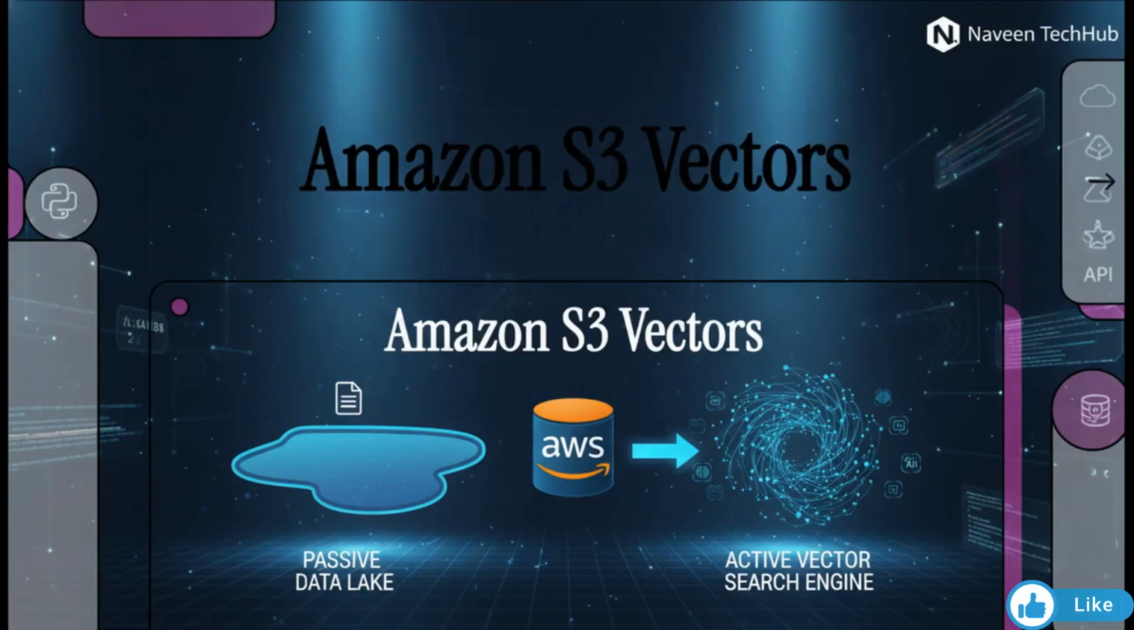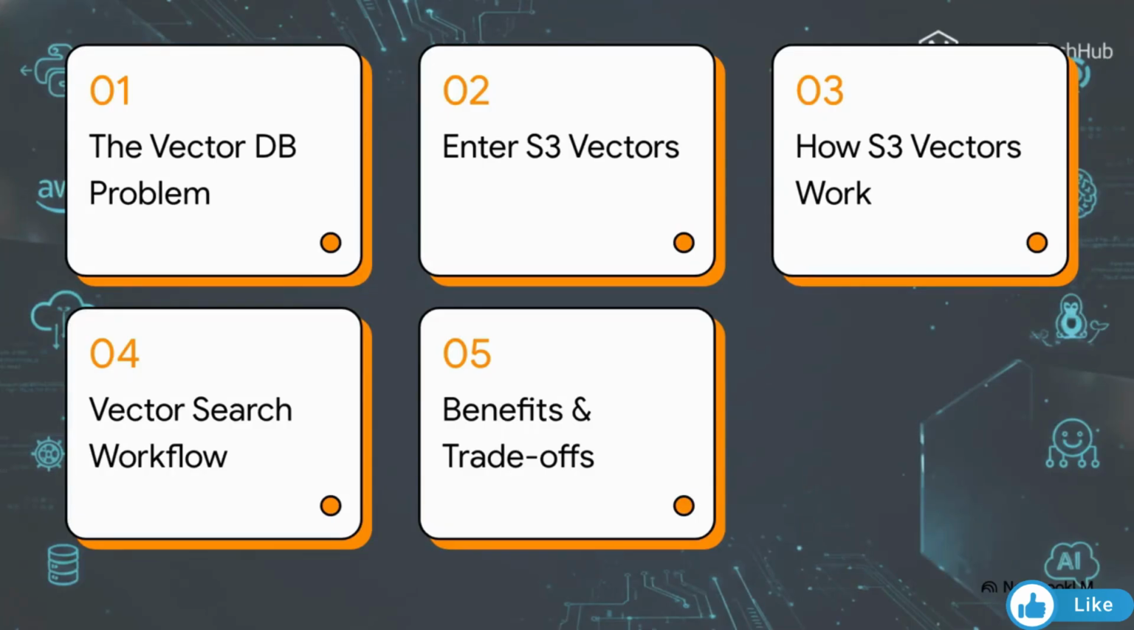Everyone, welcome to The Explainer. Today, we are unpacking a really massive shift in how we handle data for generative AI. We're going to explore how Amazon S3 is transforming from this passive data lake where you just kind of park your files into an active, highly scalable vector search engine. Yep, we're talking about Amazon S3 Vectors. Okay, let's dive into this.